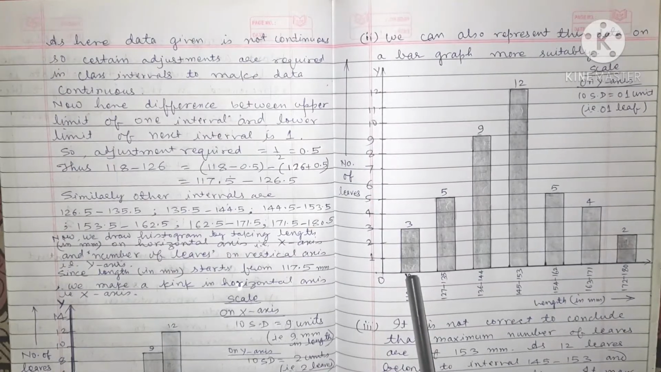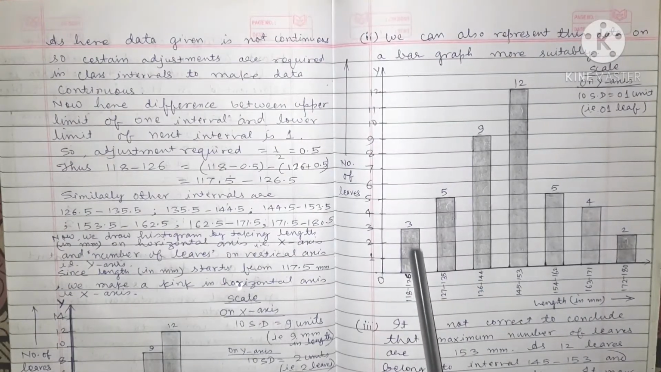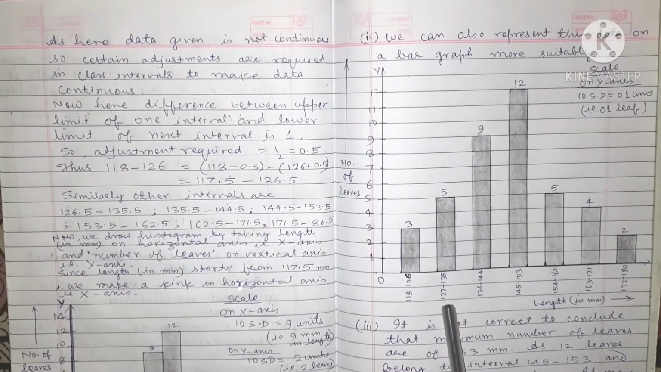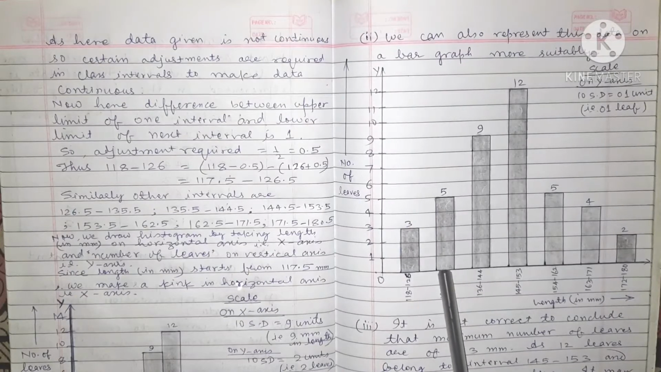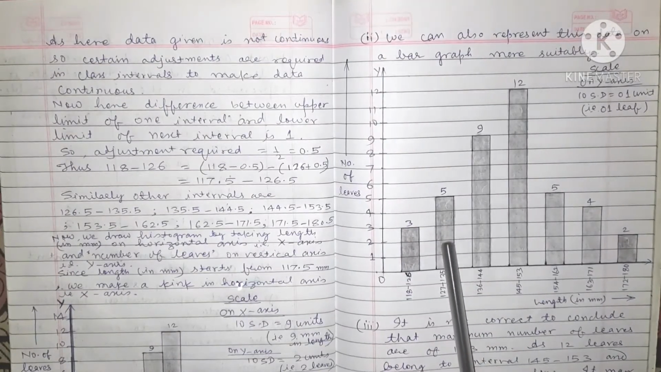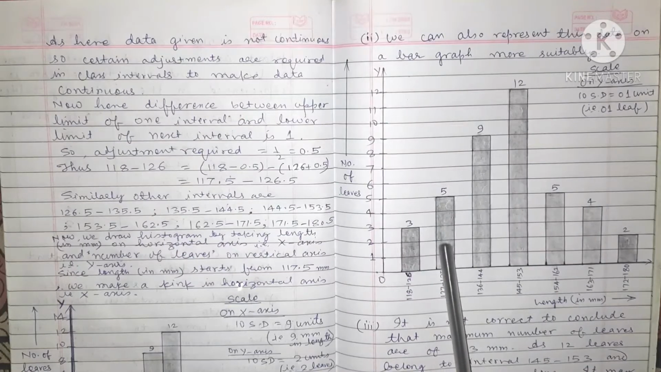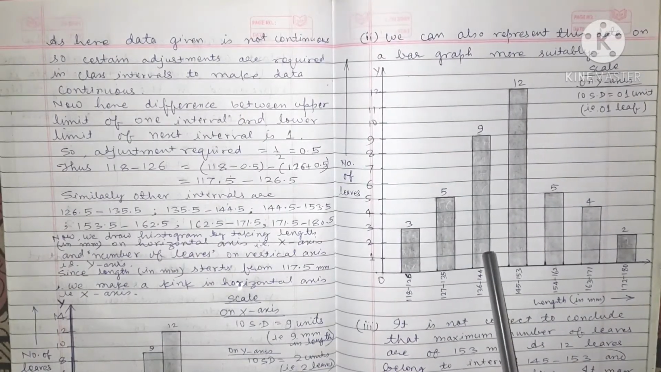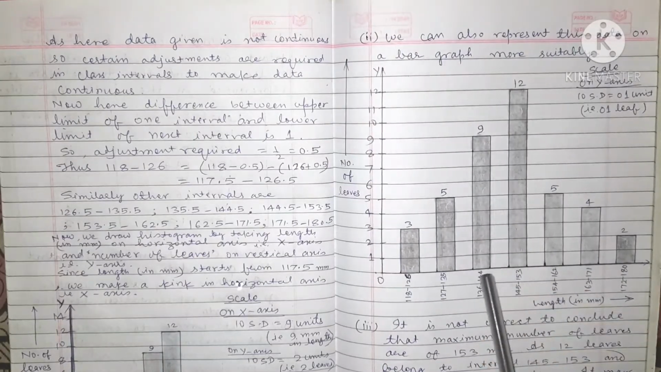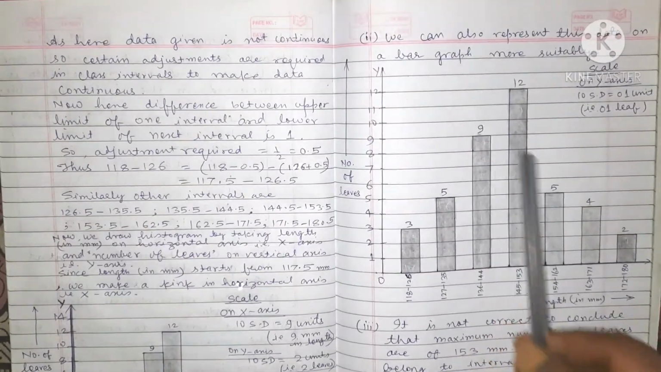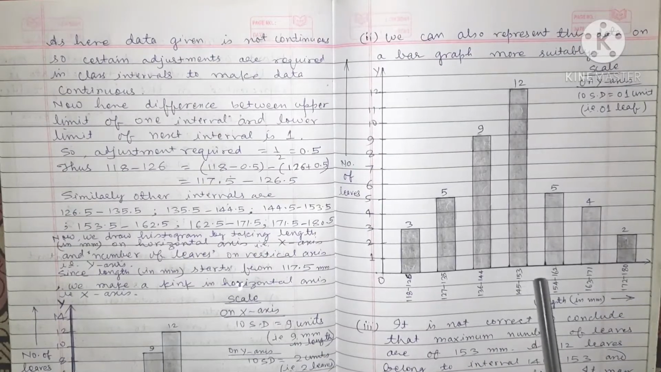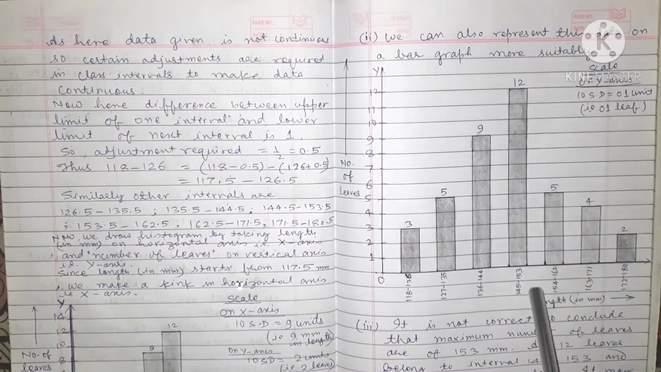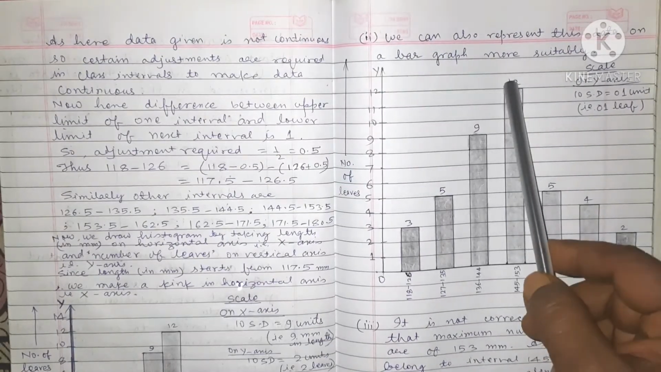118 to 126, number of leaves 3, so the height of this rectangle is up to 3. 127 to 135, number of leaves 5, so the height of this bar is 5. 136 to 144, number of leaves 9, so the height of this rectangle is 9. 145 to 153, number of leaves 12, so the height of this rectangle is up to 12.